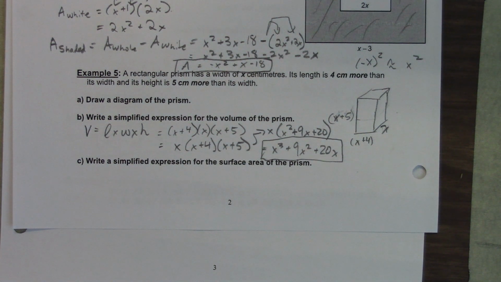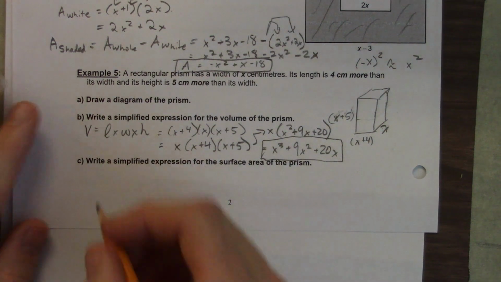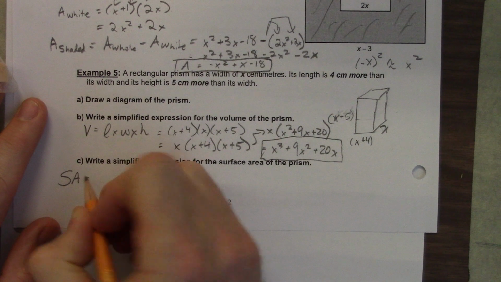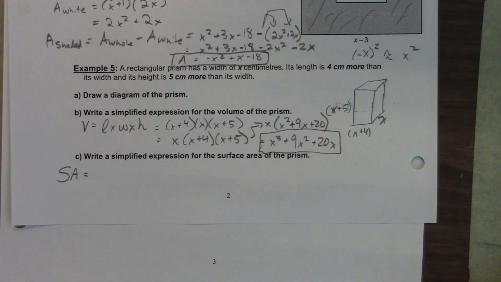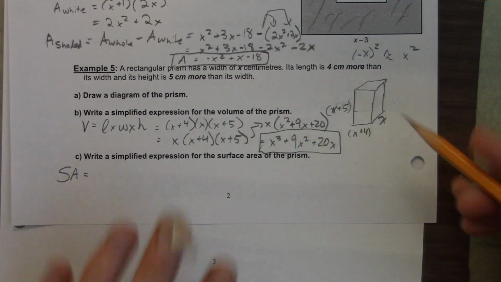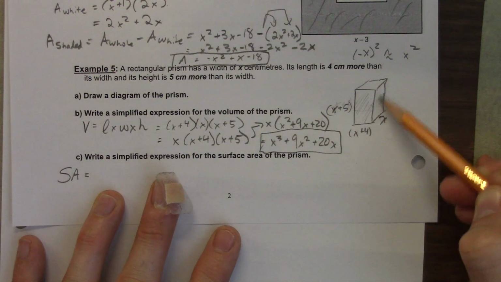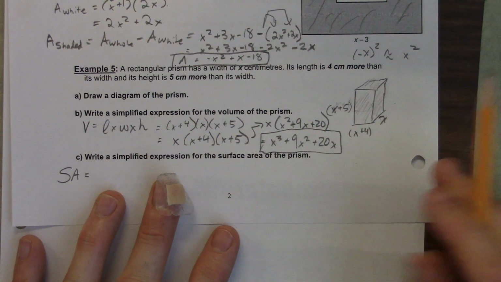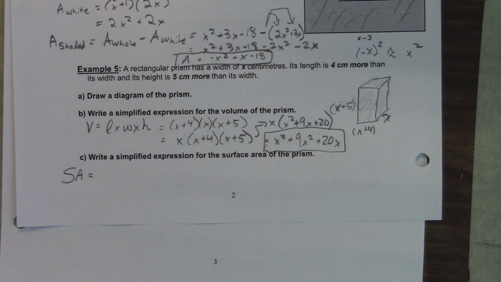Okay, C. You're going to write a simplified expression for the surface area of the prism. Who knows surface area of a prism? What does that mean? Surface area, it means like this area, this area. You know, like area of a square, right? So surface area of a prism just means all of the squares on the prism. Add it up. So I'll tell you right now, there's going to be a bunch of plus signs in this formula. Because you're taking this area, plus this area, plus this area, plus this area, plus this area.